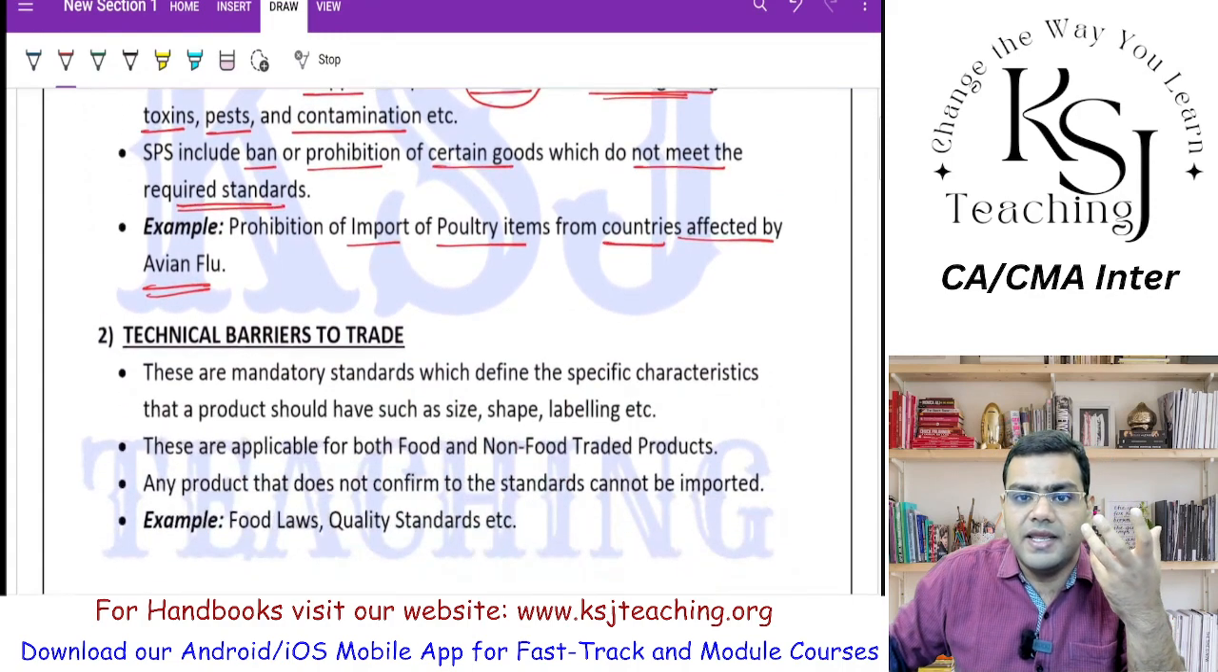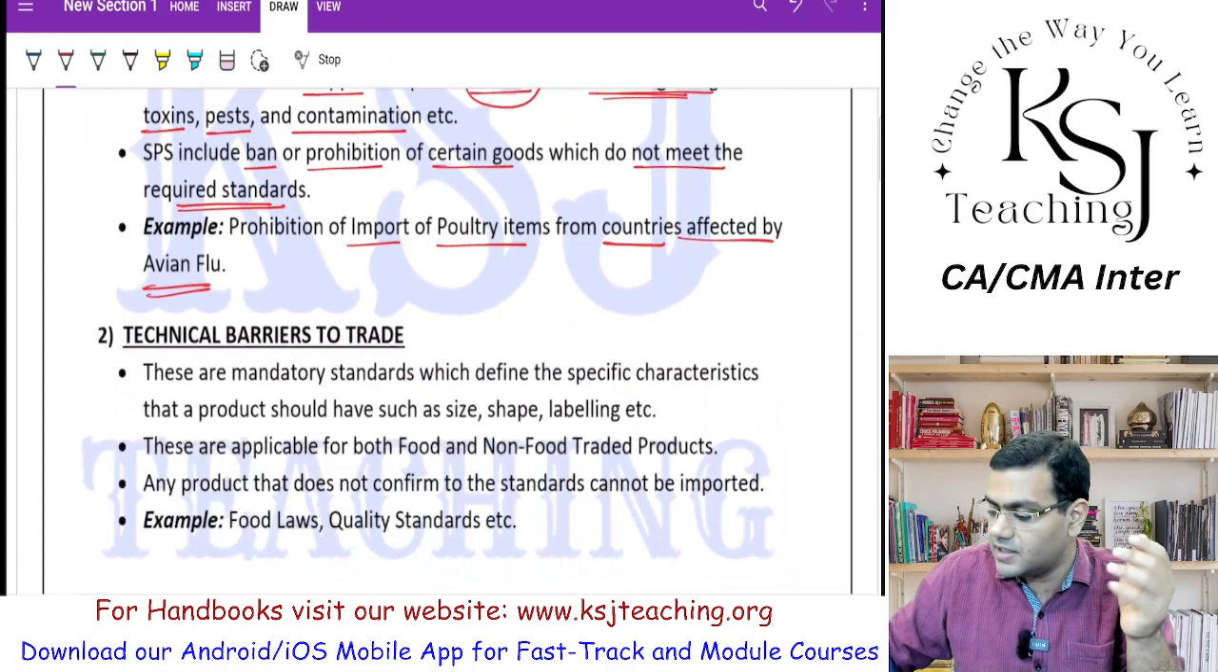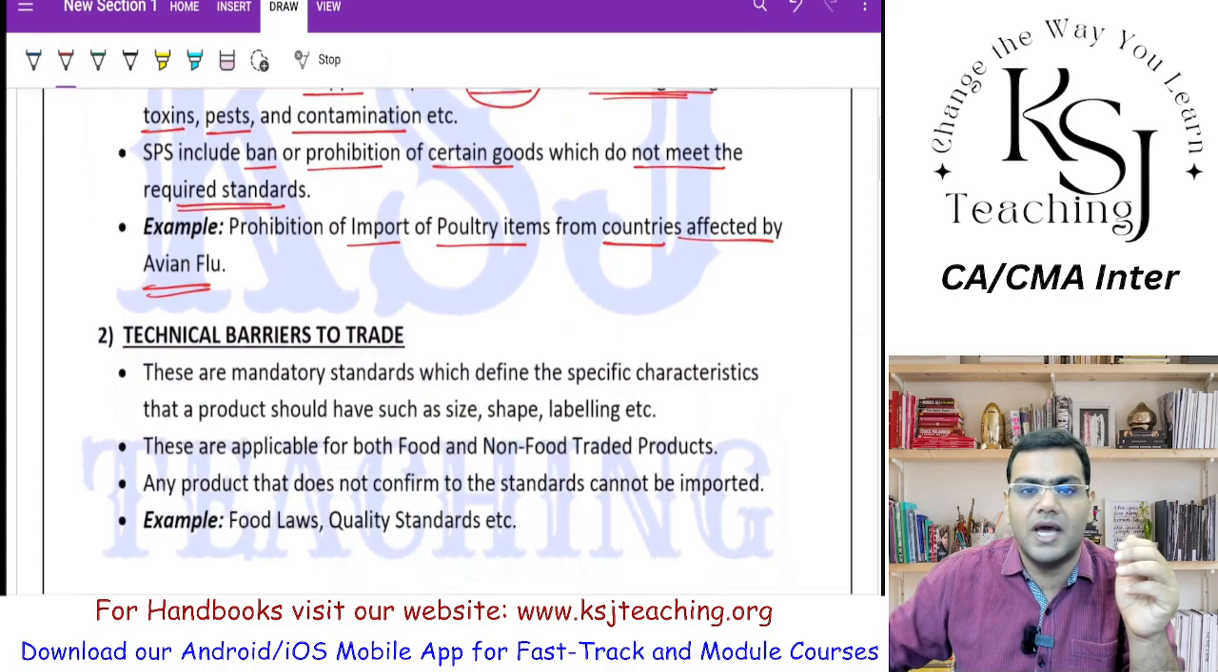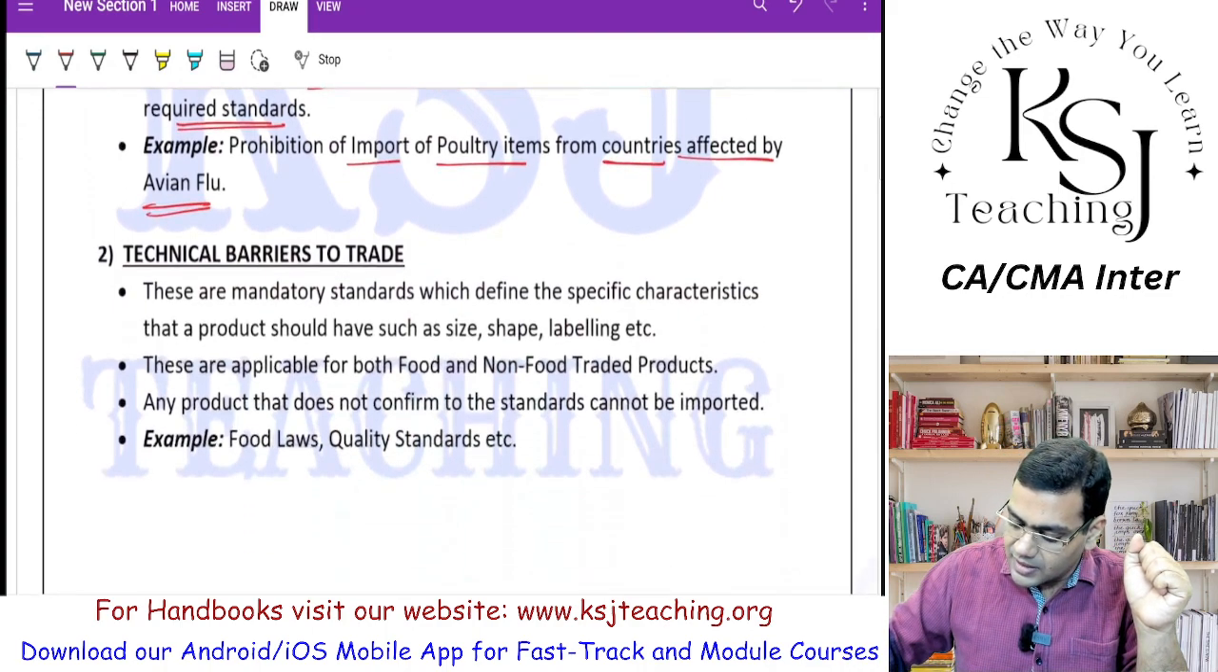So is there any direct price imposition on that? No, sir, there is no direct price imposition or tariff imposition on that, but these are indirect ways of controlling, so that there is not a situation where anything is being imported, right? Then there are the technical barriers to trade.